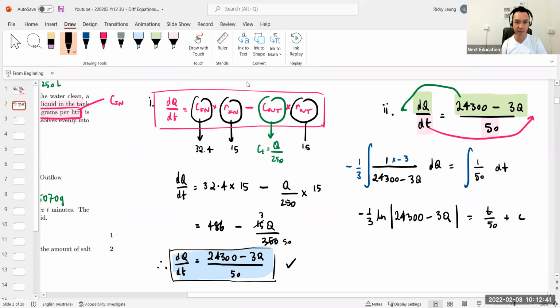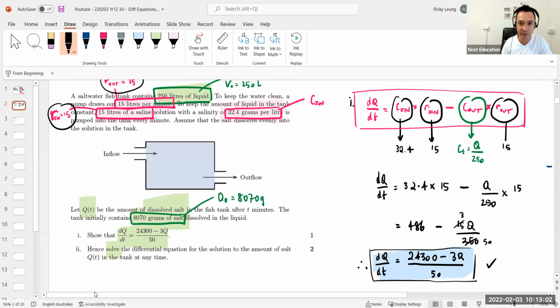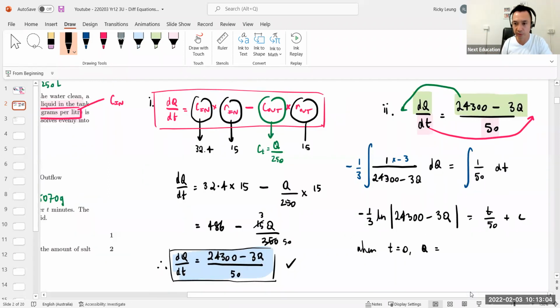Now, this is where I sub in the constant. I've got the initial mass as well. So let's just sub it in now. Just makes life a bit easier. So when t equals 0, what was my constant? My constant was 8070, right, for Q, 8070.